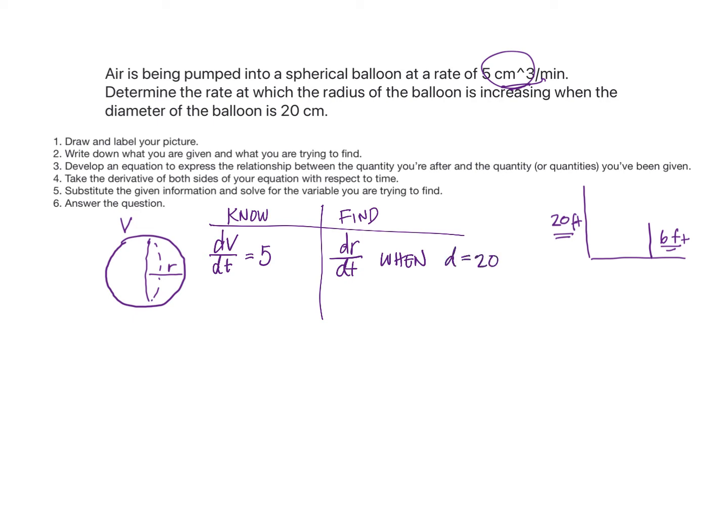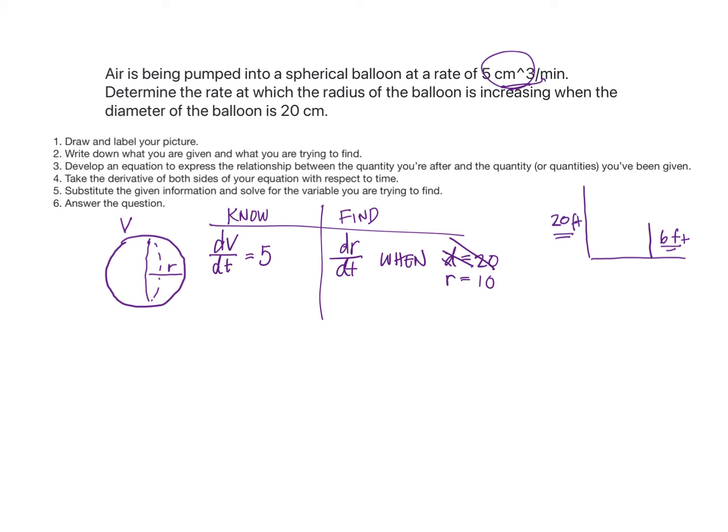However, notice that I'm working with a relationship between volume and radius. So throwing in another variable might confuse things. So if I can change the diameter to radius, that would help us. We know that when the diameter is 20, the radius is actually going to be 10, isn't it? And so I'm just going to get rid of this and use when r is 10. So we want to find dr over dt when r is 10.